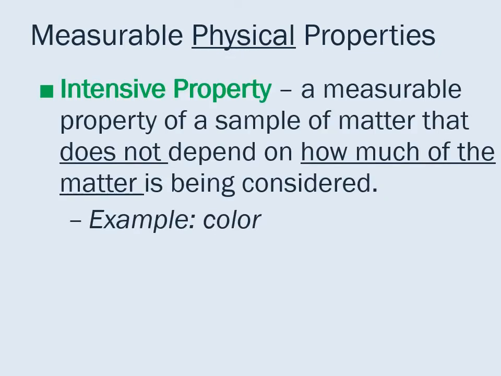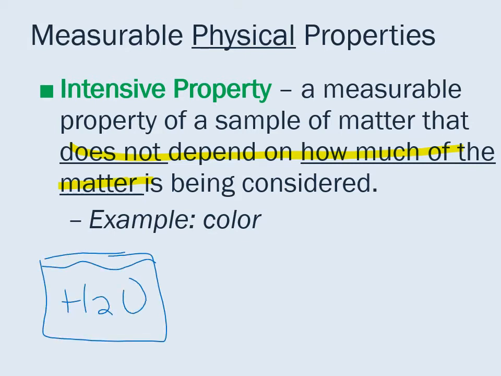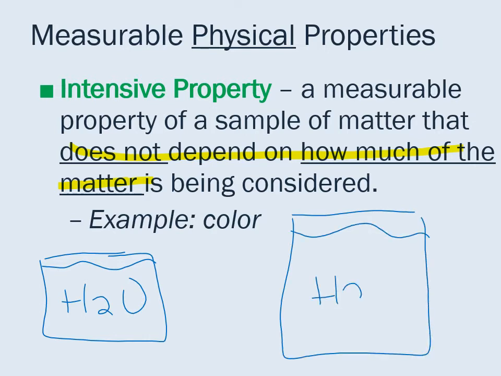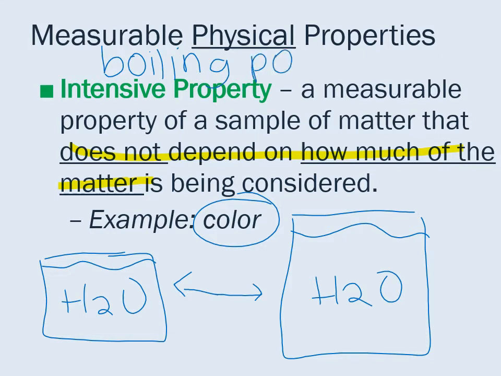An intensive property is a property that stays the same, or doesn't depend on how much matter is considered. So with that example of the water in the beakers, it doesn't matter how much or how little water you have. Water is clear. That's an intensive property. Its color, it's clear, doesn't change whether you have a lot or a little. Something else that would stay the same is water's boiling point. Water is going to become a gas at 100 degrees Celsius, whether it's the big beaker or the small beaker. So boiling point is an intensive property because that is true whether you have a lot of water or a little water. It's always 100 degrees Celsius.